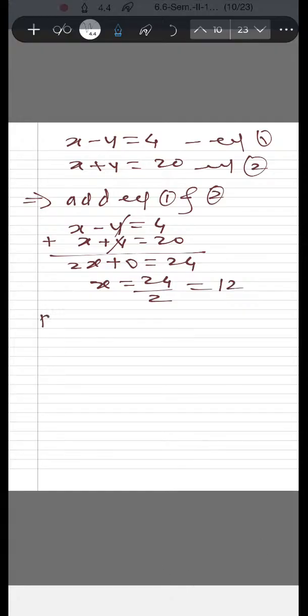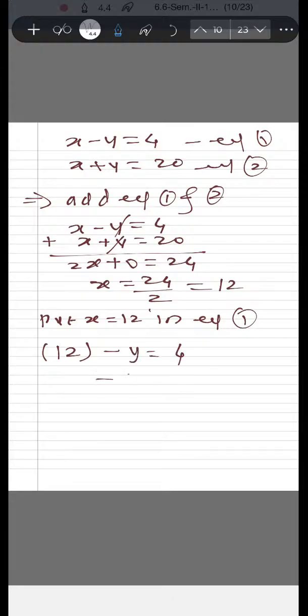Okay, put x equal to 12 in equation first. So what will happen here? We all know equation first: x minus y is equal to 4. So 12 minus y is equal to 4, so minus y is equal to 4 minus 12. So minus y is equal to minus 8. Correct? Minus minus get cancelled, and here y is equal to positive 8.